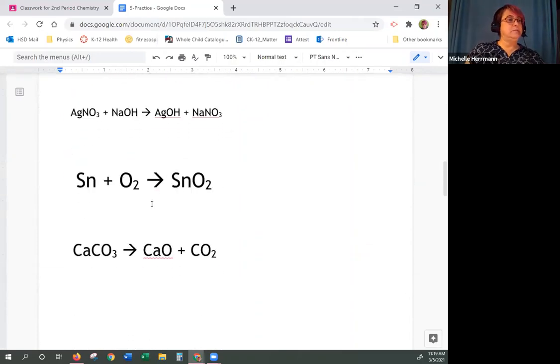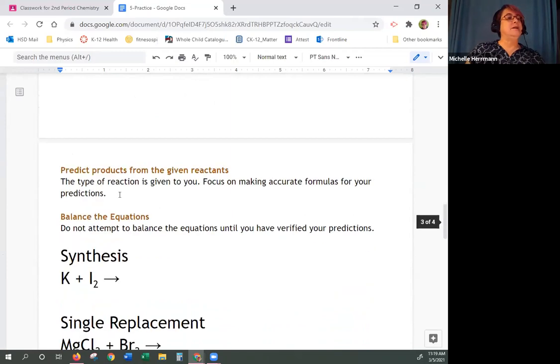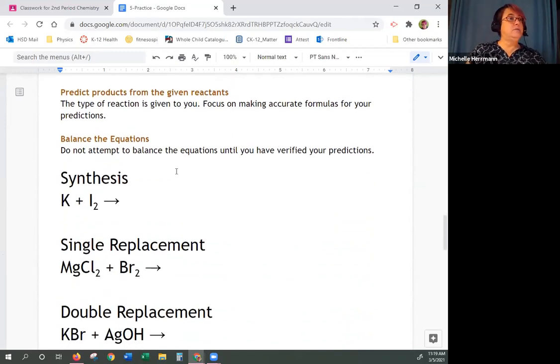There's a second thing down here. If you keep going, we have a section about predicting products. Here I have given you what type of reaction it is and what the reactants are. Like the first one, the synthesis with potassium and iodine. What are you going to get? Focus on making accurate formulas for your predictions.